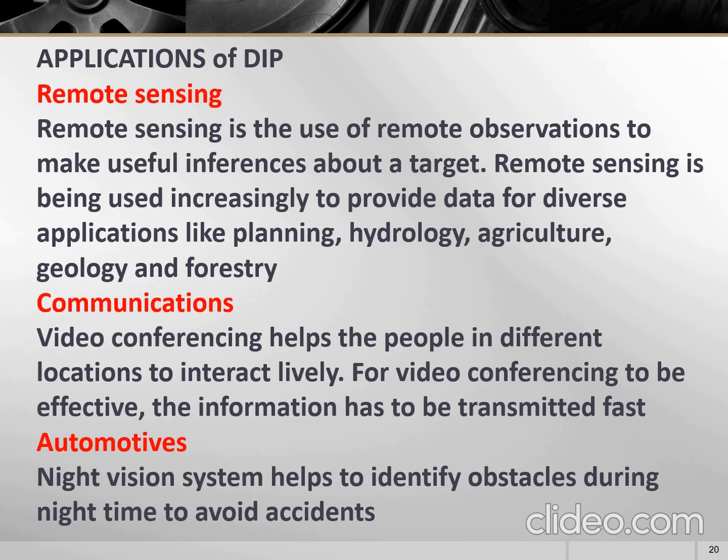In the case of automotives, we use digital techniques in night vision systems, which help to identify obstacles during night time to avoid accidents. Infrared cameras are also invariably used in night vision systems. The image processing techniques commonly used in a night vision system include image enhancement, boundary detection, and object recognition.